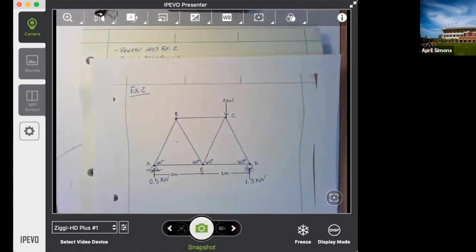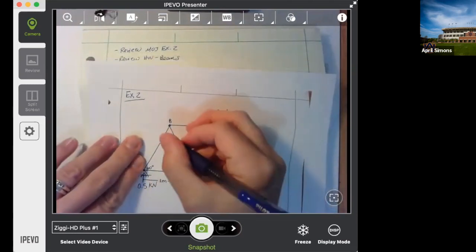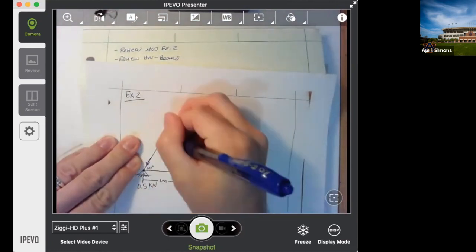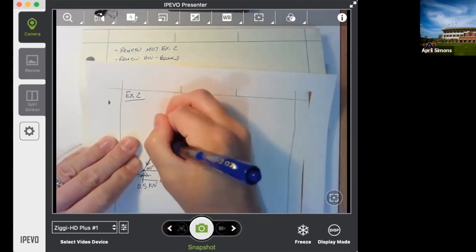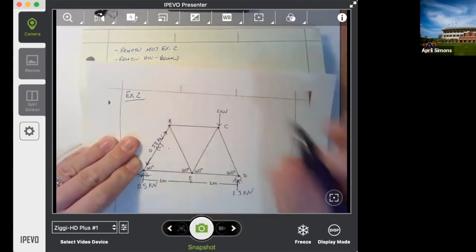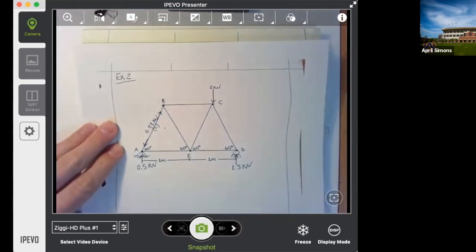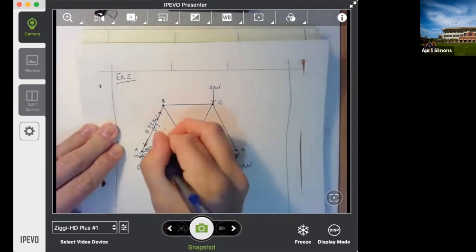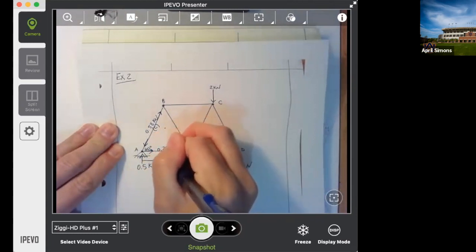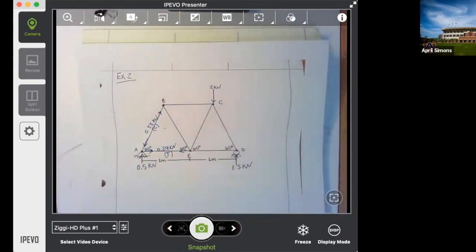Okay, let's sketch that on our force summation diagram here. AB was 0.58 kilonewtons compression. AE, 0.29 in tension. So that's where we left off last time we met.